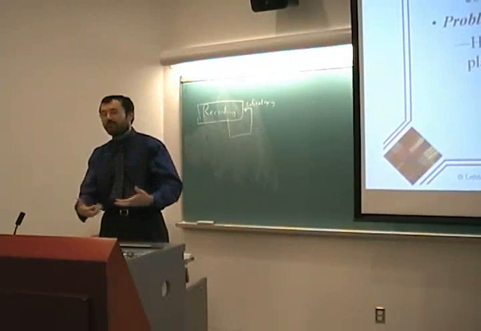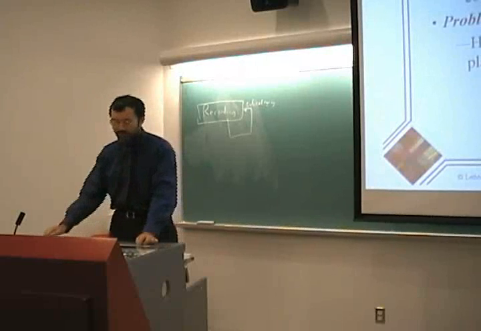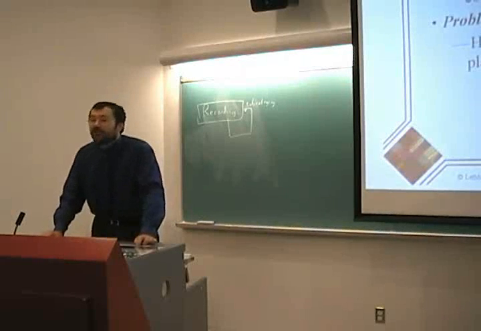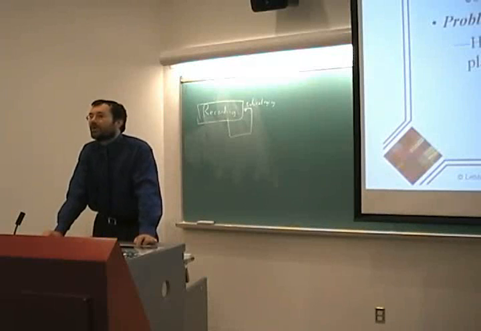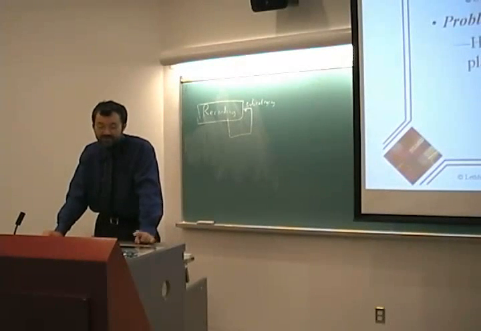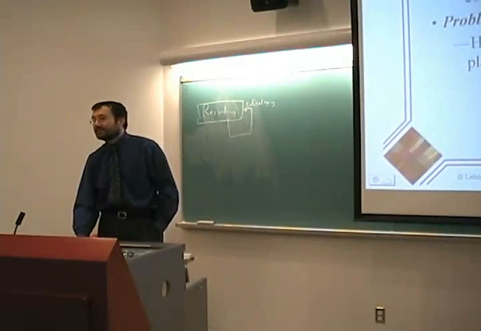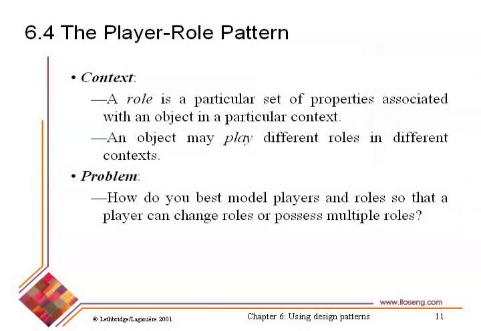Here, with the player role, we're beginning to get into a pattern which is probably more typically employed when we're doing a system domain diagram, where we're not modeling the real world quite so much, but the data about the real world. But this pattern will solve a number of problems that we alluded to in chapter 5. And in fact, we've already seen a case of this. A role is a particular set of properties associated with an object in a certain context.